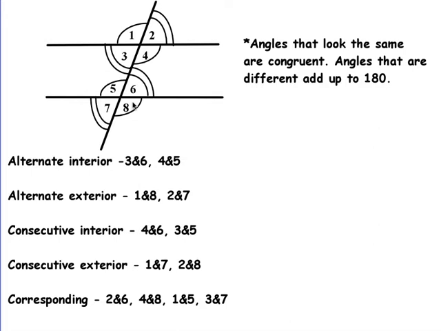Corresponding angles are a set of angles where one will be inside, one will be outside. They look exactly the same, and they're going to be on the same side of the transversal. So for example, 2 and 6, see how one's inside and one's outside? They're on the same side of the transversal. We also have 4 and 8, 1 and 5, 3 and 7. Basically, angles that look the same are the same, and the ones that look different are going to add up to 180.